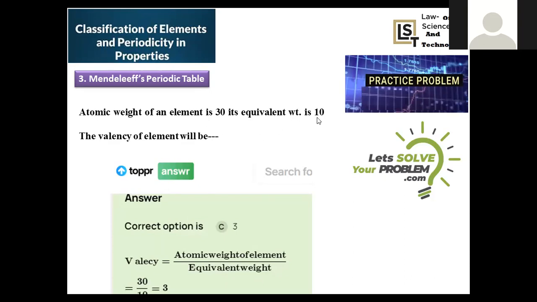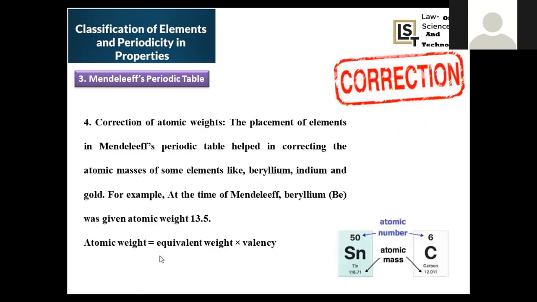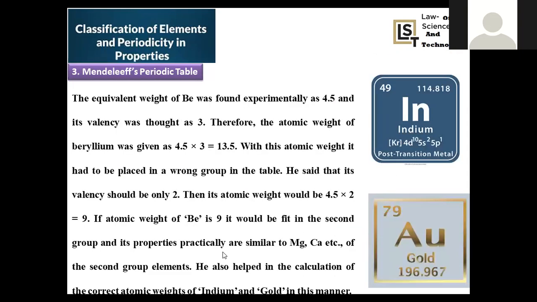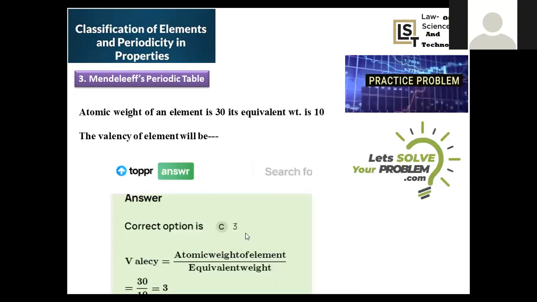Atomic weight is given as 30, divided by equivalent weight 10. The zeros get cancelled, and the valency will become 3. That means it is able to form 3 bonds. So the element is unknown to us, but based on atomic weight and equivalent weight, it is possible to calculate its valency. Valency denotes the number of electrons it is going to lose. Otherwise, you can say the number of bonds it is able to form. Both are similar only. So that is called valency, and that is calculated by the formula provided by Mendeleeff, the correction of atomic weights. So this is also an achievement we can say.